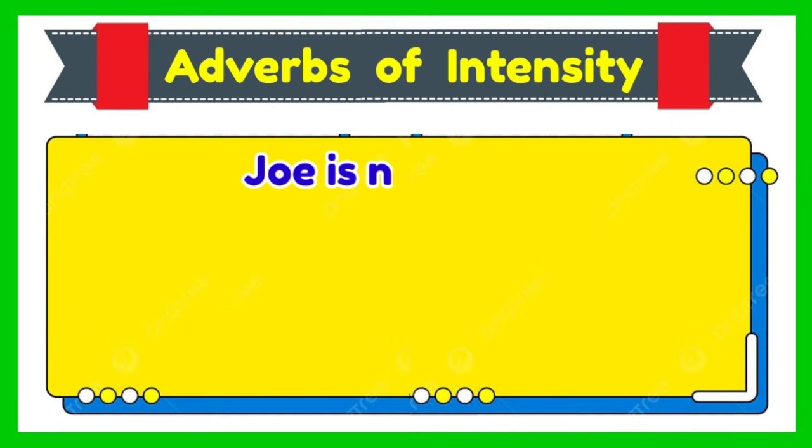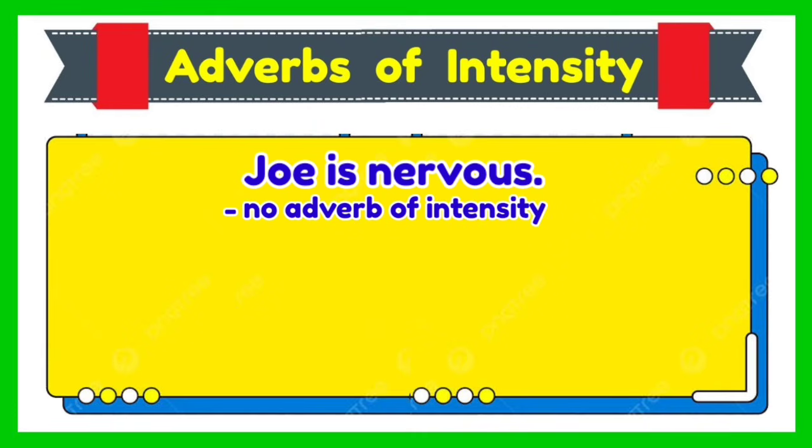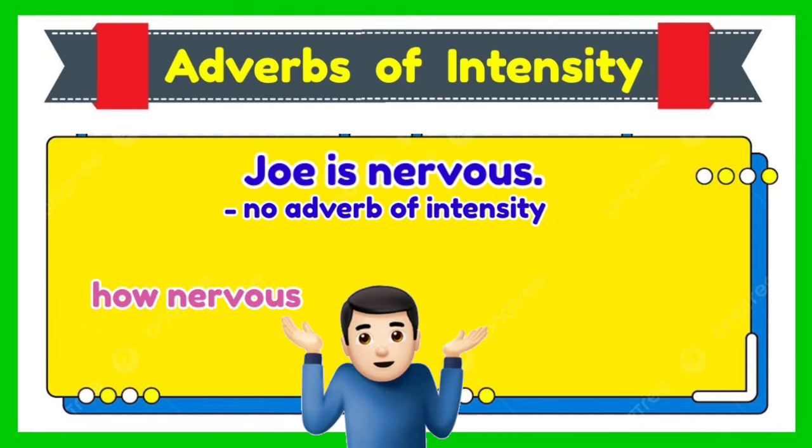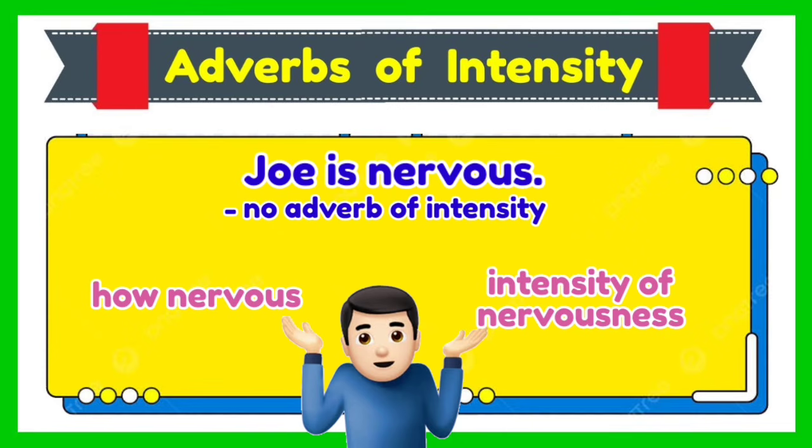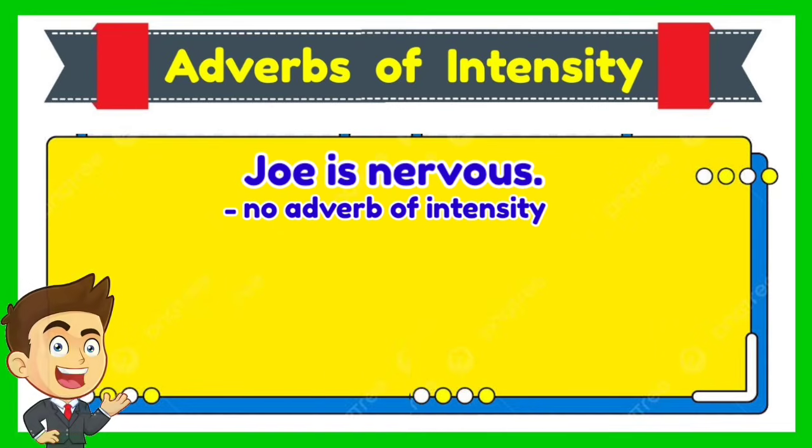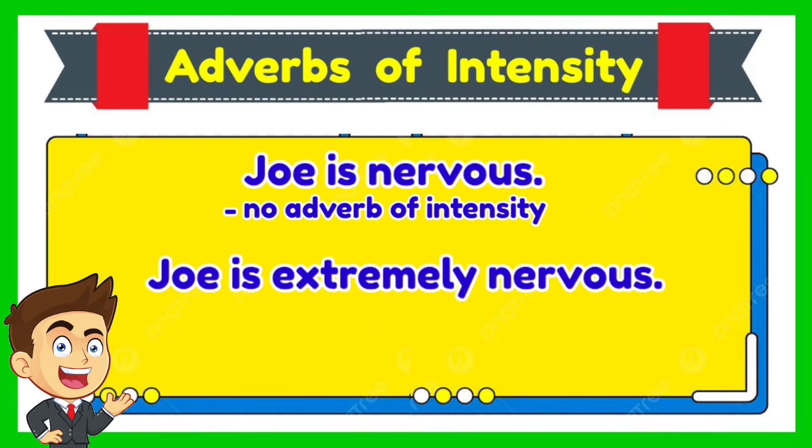For example, Joe is nervous. This sentence has no adverb of intensity. So, we do not know how nervous Joe is or the intensity of his nervousness. Right? Now, let us try to add an adverb of intensity to this sentence for us to see the difference.